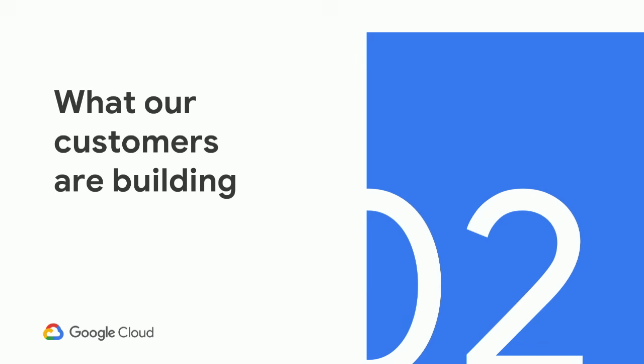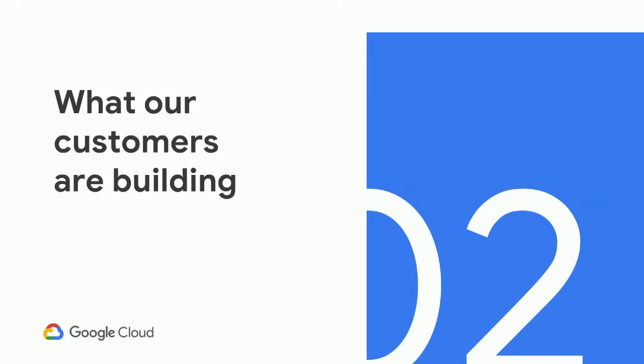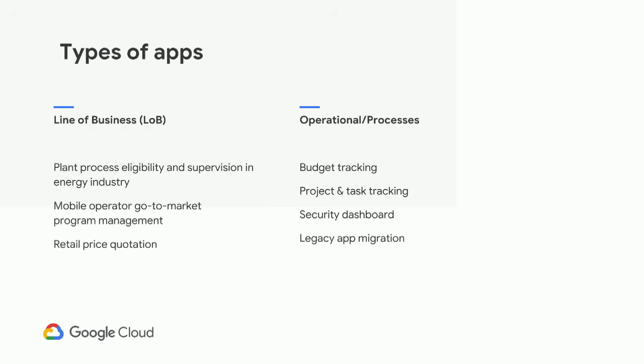Now I'd like to move over to the second part of our talk, where we'll take a look at what customers are building with AppMaker. Our customers typically build apps to support their line of business across verticals such as retail, mobile operators, and gaming entertainment. We also see applications that help energy industry vendors control their plant process eligibility across the world and also supervise what's going on in those plants.